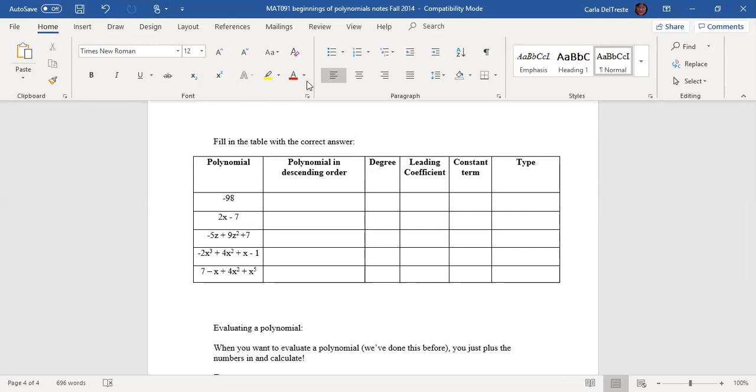So I'm given a polynomial and I want to answer the following questions in the chart. Write the polynomial in descending order. Well, this one only has one term, so it's already in descending order. What's the degree on this polynomial? Well, it's just -98. There's no variable there, which means it's just like there's an x to the 0 there, which means the degree is 0. The leading coefficient is itself. The constant term is also itself. And the type is a constant.